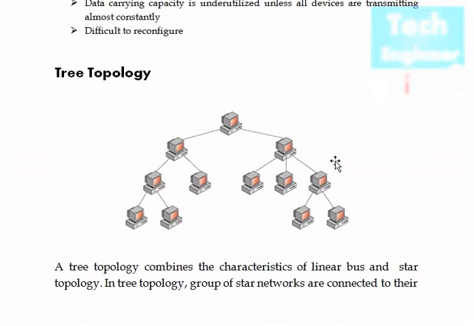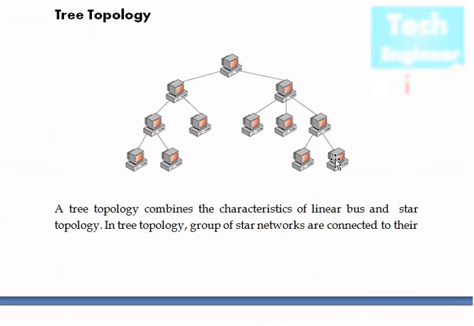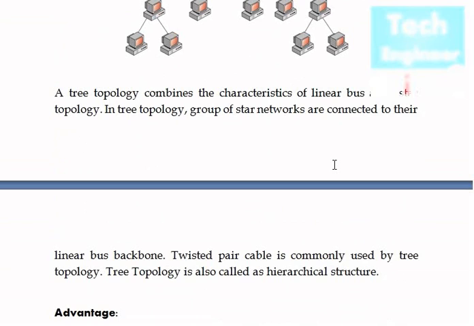Now another topology we call tree topology. A tree topology combines the characteristics of linear bus and star topology. In tree topology, a group of star networks are connected to a linear bus backbone. Twisted pair cable is commonly used by tree topology. Tree topology is also called hierarchical topology or hierarchical structure.